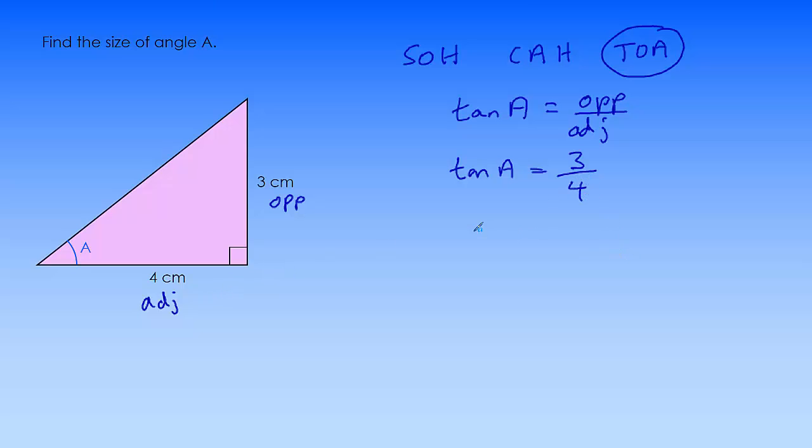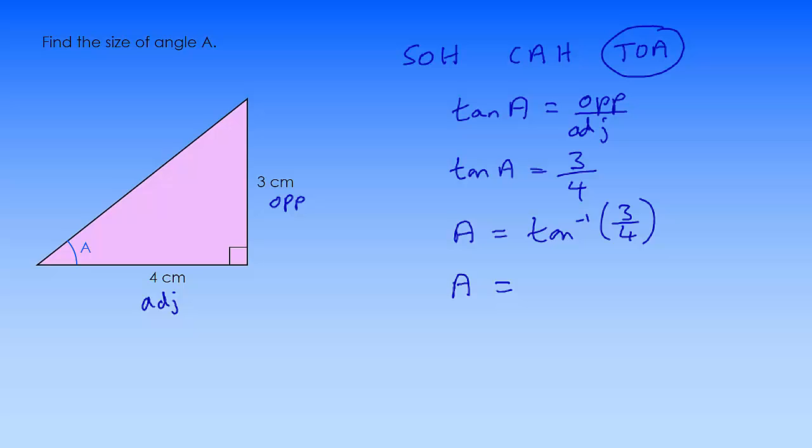Now, when you're finding an angle, always write this down as the next line. A equals tan minus 1, 3/4. This reminds you to press Shift on your scientific calculator. Now I'll get the answer on the next line.